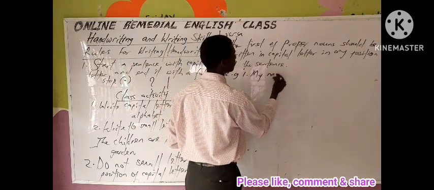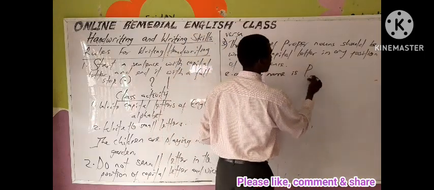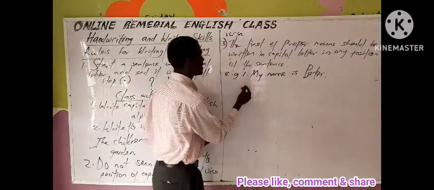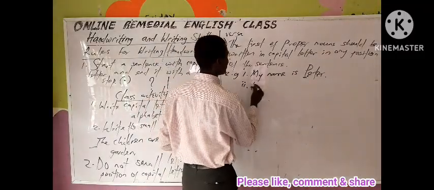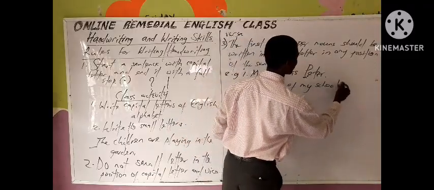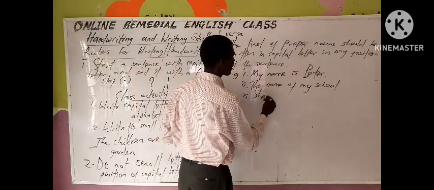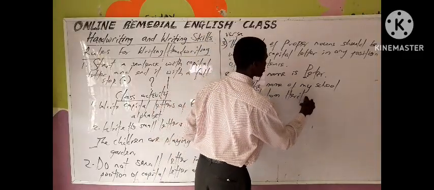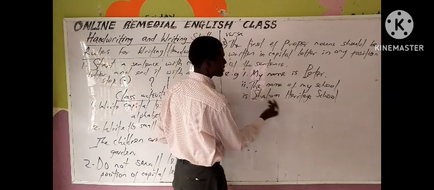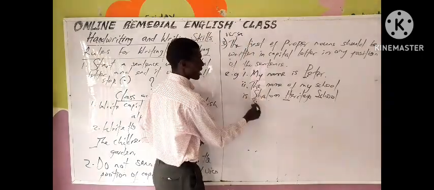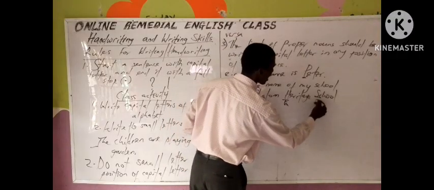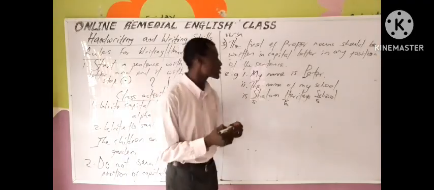My name is Peter. Peter, capital. Right, as my name anyway. Then the name of my school is Shalom Heritage School. So what is the point? It is inappropriate for us to put this down as a small letter, sorry please, small letter and as a small letter. It's important to take note of that.